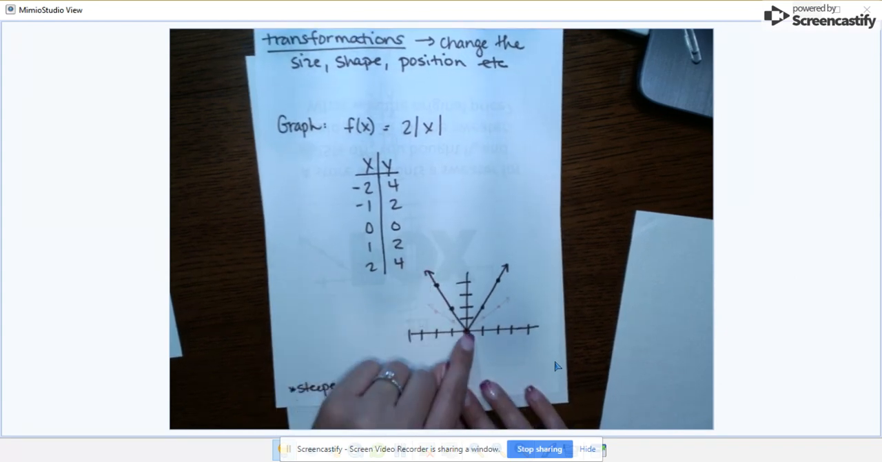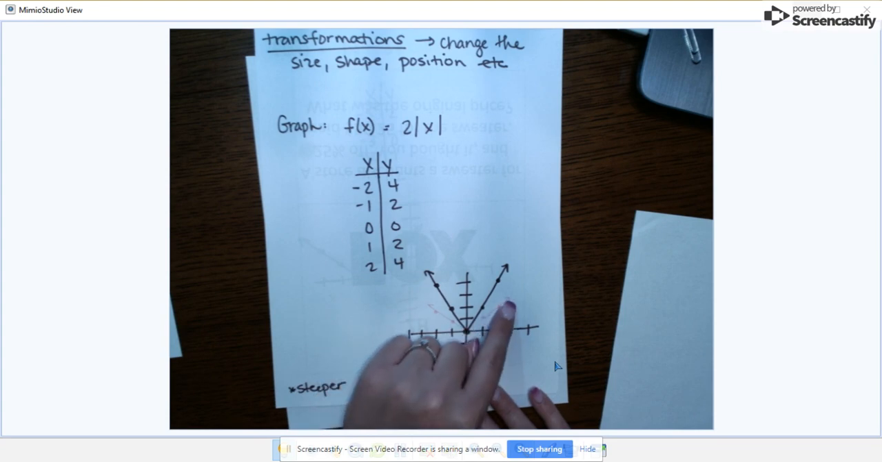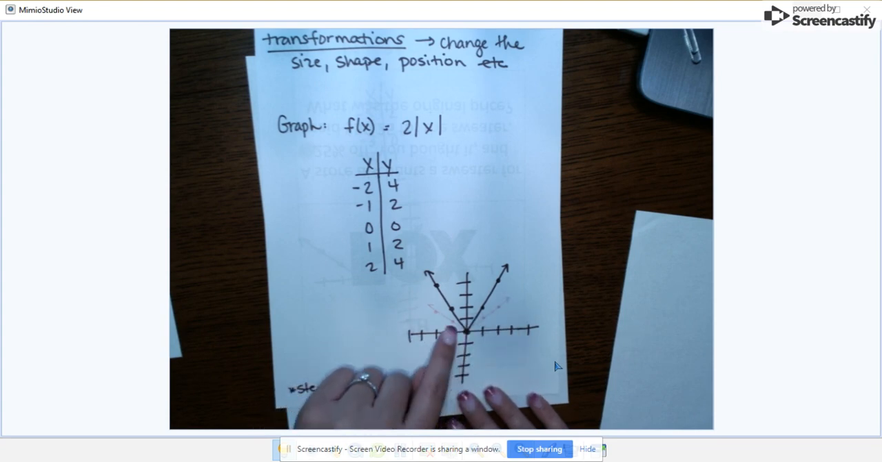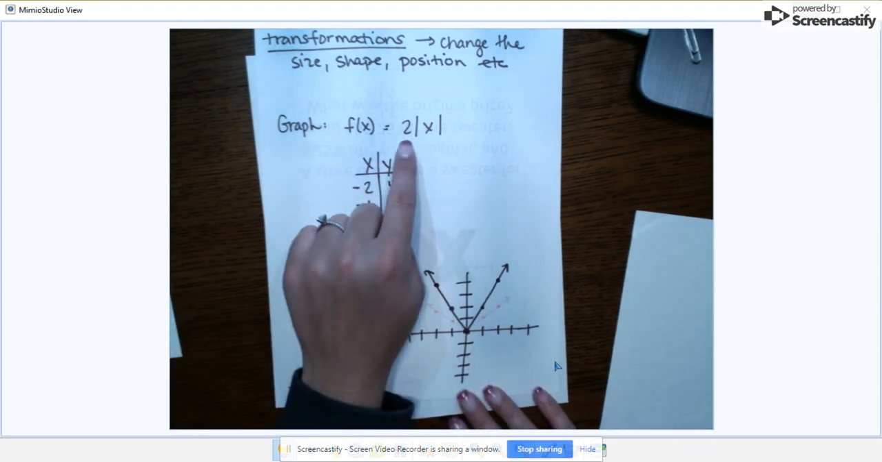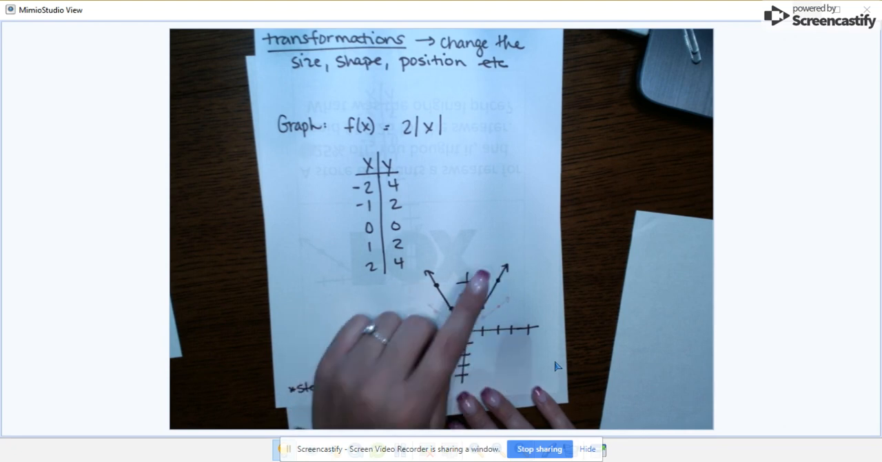Here are those values plotted, still a V. This time, if you see, I sketched in the parent function very faintly. This seems to have gotten steeper. So this number out here, we're going to assume will make our graph steeper.